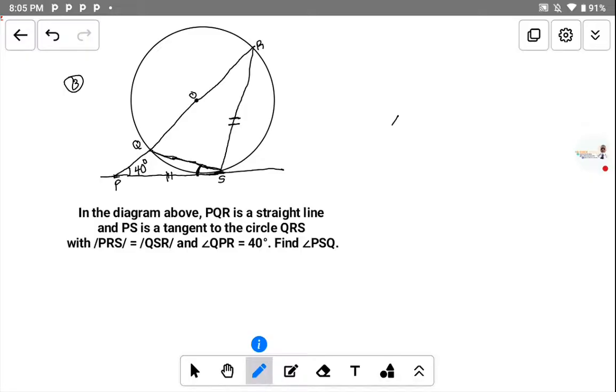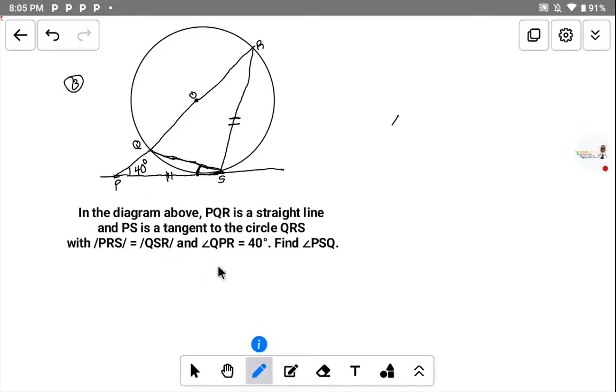So what will be the first step? What do we do if this question is given? Is there anybody who can guess the first step?